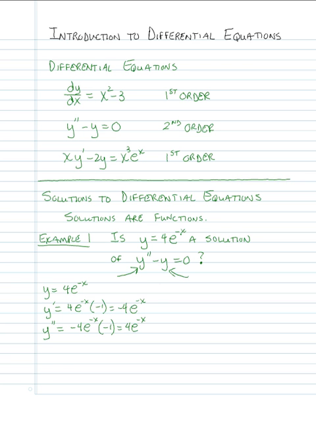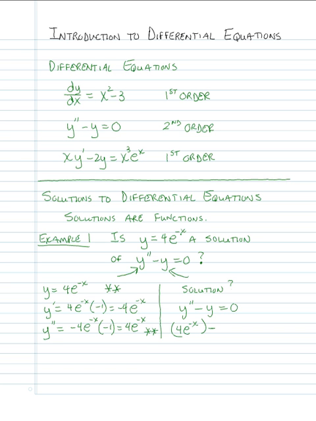So now the question is, do we have a solution? That's what we're answering. Let me write it in here. This is what we want to know, whether we have a solution to this equation. So in the place of y double prime, we put 4e to the negative x. After all, that's what y double prime is right there. And minus y, well, y we know is 4e to the negative x.